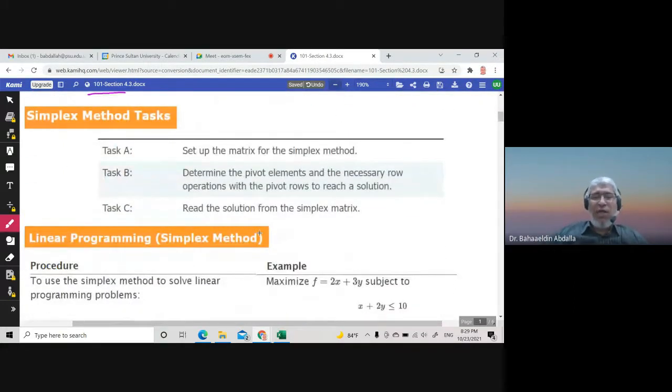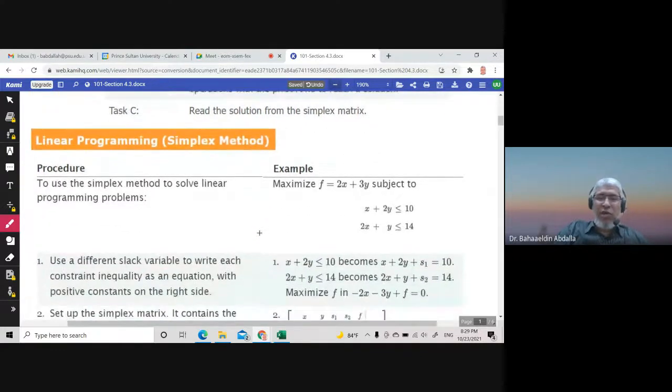There are three tasks to do in the Simplex method. Task A, set up the matrix for the Simplex method. So we need to set up the matrix for the Simplex method. So let us talk about this task. First, we have a problem like this. Maximize this objective function subject to these constraints, and all the constraints are less than or equal to a positive number. And all variables, of course, are greater than or equal to 0.